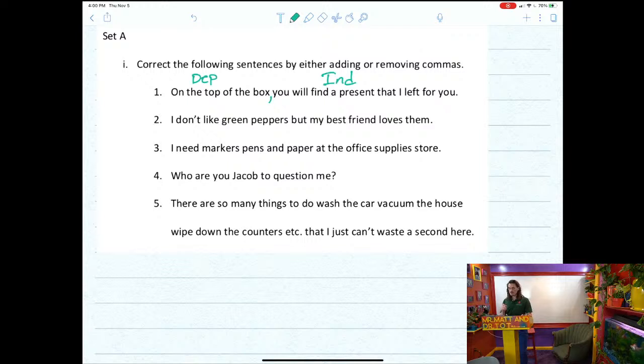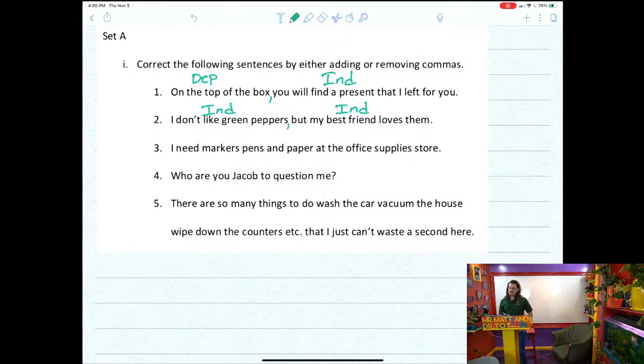Number two: I don't like green peppers, but my best friend loves them. "I don't like green peppers" is an independent clause, and "my best friend loves them" is an independent clause as well, so we need a comma and a conjunction. So we have comma, but.